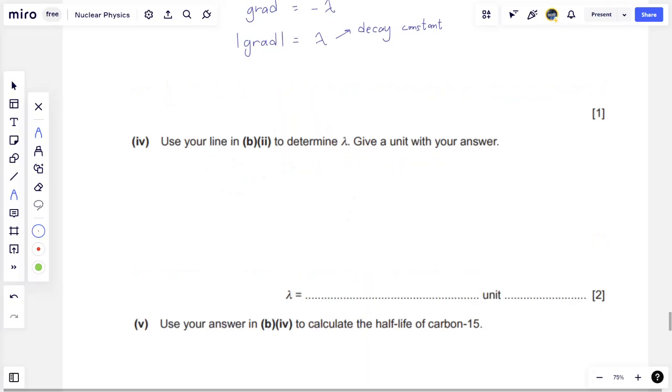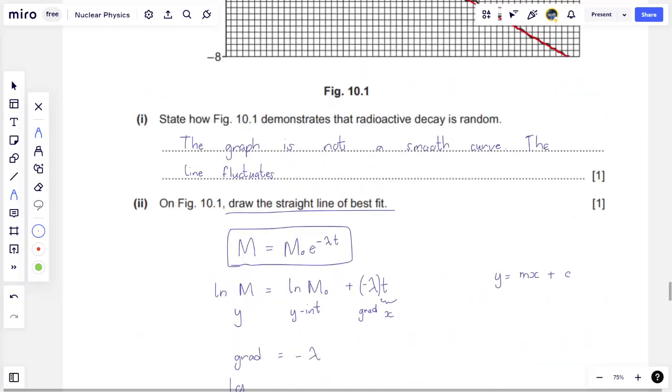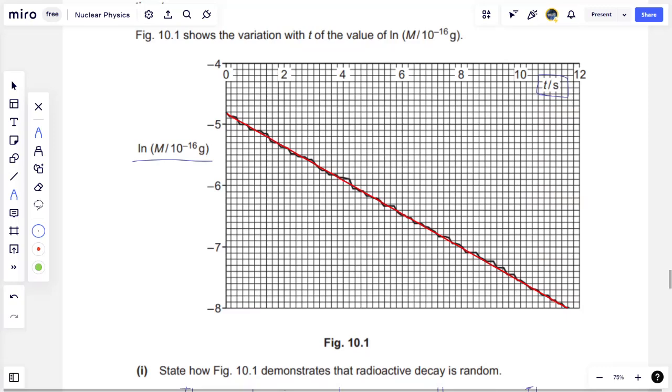Well, what does the next question say? Use your line to determine lambda. So we're going to have to find a gradient. I don't just want a gradient though. I want the magnitude of the gradient as we described above. I'm going to take the magnitude of the gradient of this line, and I'm going to choose the extreme points, simply because I'm lazy. I'm going to take the very end point here and the very end point there.